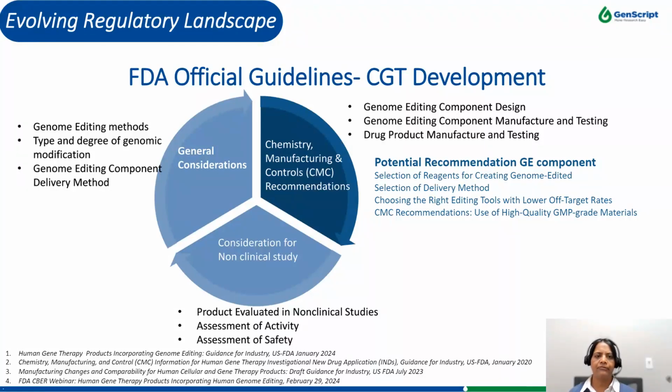The key FDA recommendations for gene editing include defining the type of genetic modification needed for the desired therapeutic effect, identifying the method to achieve the required DNA sequence change, selecting the appropriate delivery method for gene editing components, and then using high quality GMP grade material in the creation of genome edited product. The FDA emphasized the importance of sourcing and managing gene editing components, and developers should always use the best reagent at every manufacturing stage.